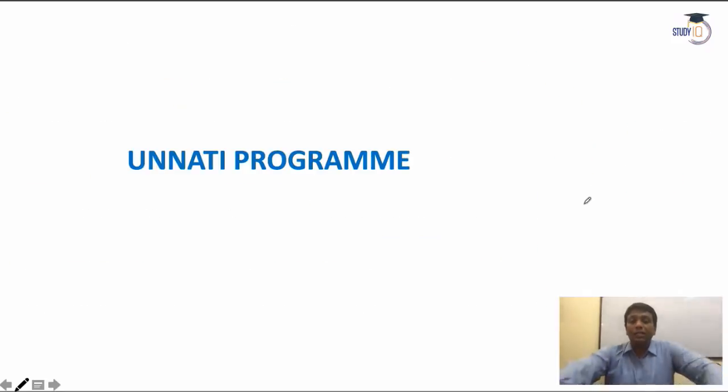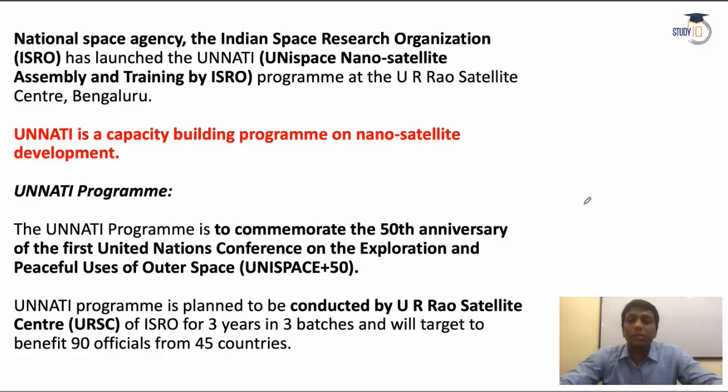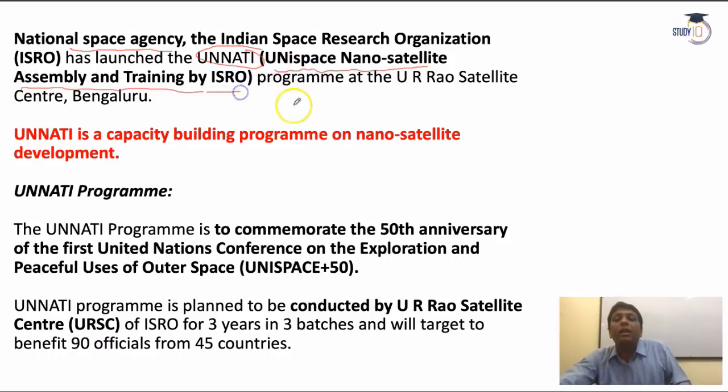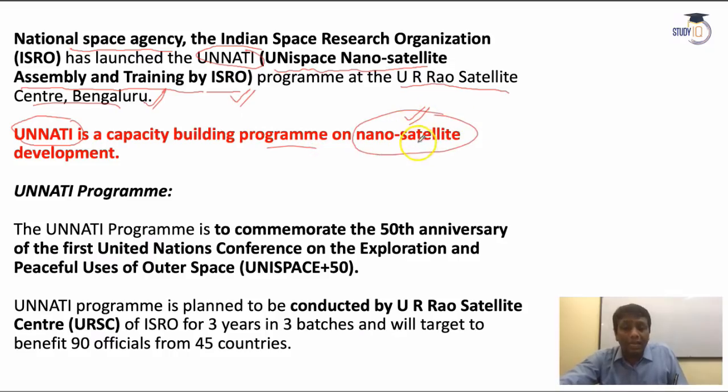Let us start. The next one is the Unnati program. What is the Unnati program? See, guys, the Unnati program is a program of the national space agency working under ISRO. Unnati stands for UNISPACE Nano Satellite Assembly and Training by ISRO. This program takes place at the UR Rao Satellite Centre, Bangalore. Unnati is a capacity building program for nano satellite development in India.